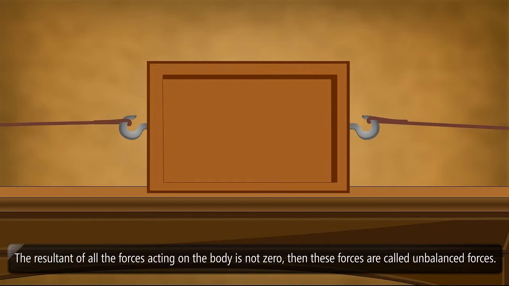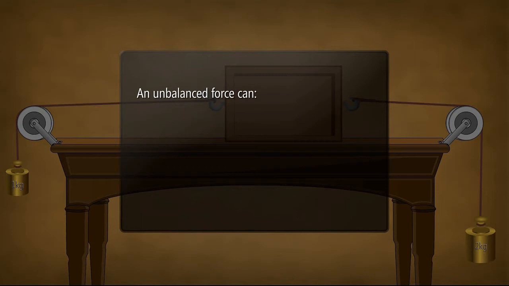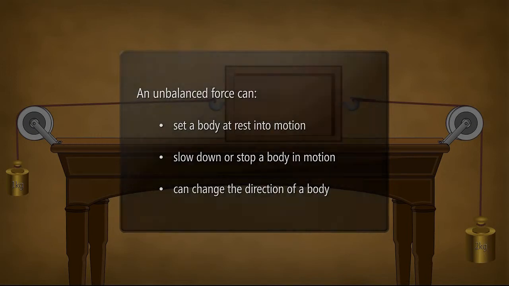When the resultant of all the forces acting on the body is not zero, then these forces are called unbalanced forces. An unbalanced force can set a body at rest into motion, slow down or stop a body in motion, and can change the direction of a body.